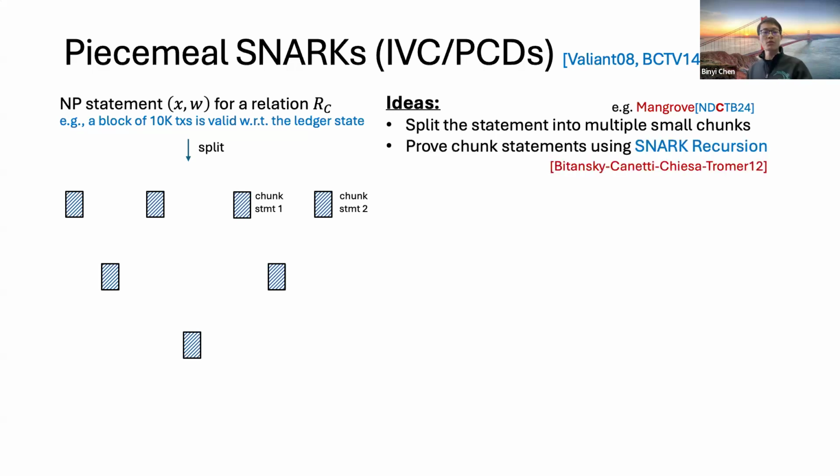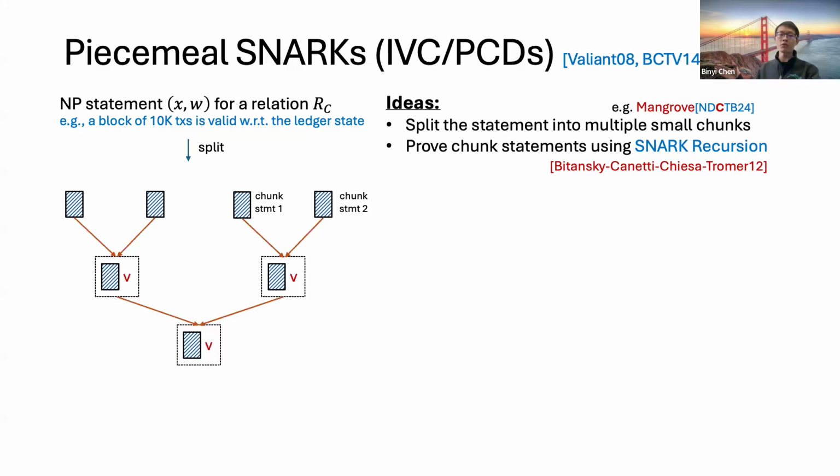And now the goal is to prove the correctness of all these chunk statements, right? And our strategy is to use SNARK recursion. So the idea is to generate this proof recursively from the leaf layer to the root layer of this tree. So you have many chunk statements you want to prove, you build a tree, and you start from the leaf layer, and for every leaf statement, you generate some, say, more holistic SNARK proof for the chunk statements. For example, here for statement 1 and statement 2, you generate 2 proofs.